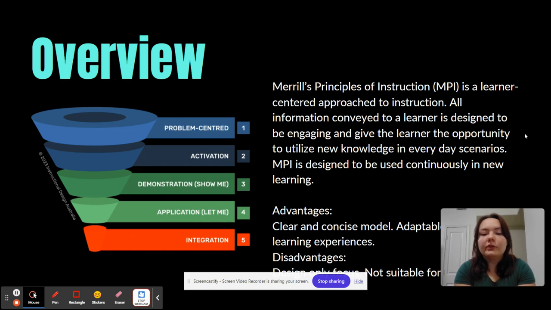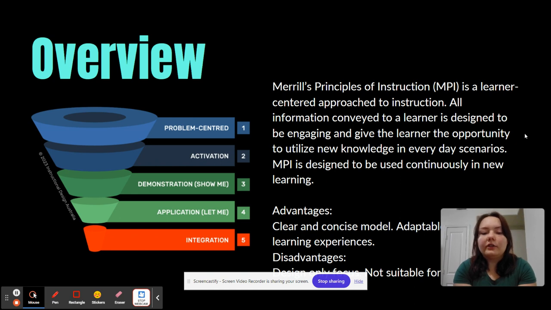The 5 principles that the design revolves around are the task, which is learning is promoted when learners are engaged in solving real-world problems. Activation, where learning is promoted when existing knowledge is activated as a foundation for new knowledge. Demonstration is learning is promoted when new knowledge is demonstrated to the learner. Application is learning is promoted when the new knowledge is applied by the learner. And integration is learning is promoted when new knowledge is integrated into the learner's world.